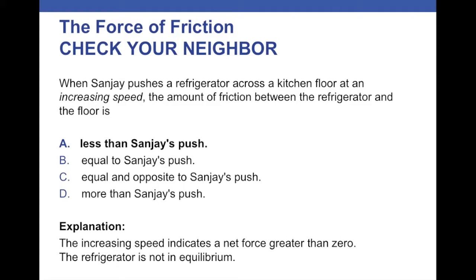And more than Sanjay's push, that's not possible. Well, let's see. It is actually possible to have friction greater than Sanjay's push, which would mean it would be accelerating in the other direction, or slowing down. So I've got to be careful when I go through these and think about them and make sure that I'm being completely correct. So that's the explanation for that one.